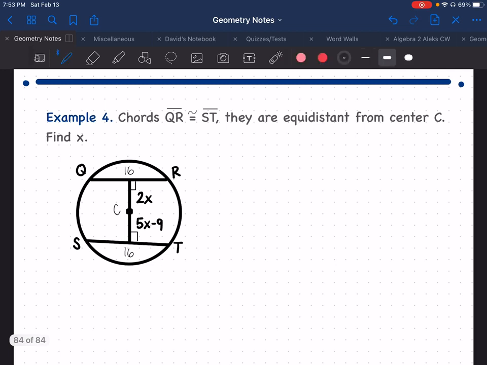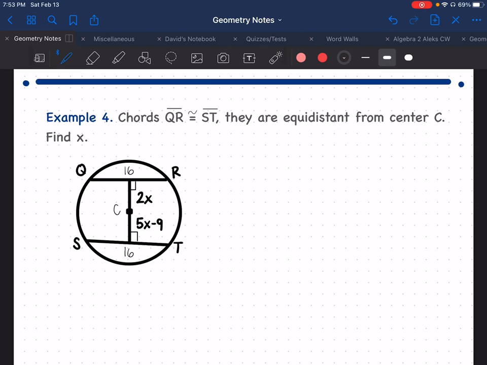Here is our final example. Chords QR and ST are congruent. So not only am I telling you in the sentence, but I'm also showing you in the picture by saying that they're both 16. Now, I didn't have to do both of those, okay? But I did. They are equidistant from the center. So I'm giving you that fact. I want you to go ahead and find x.